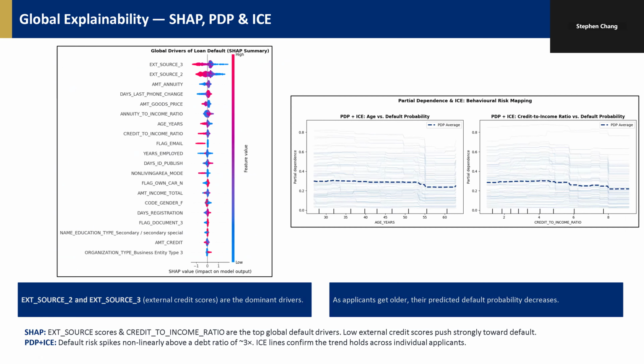To understand how the model behaves at a portfolio level, I generated a SHAP summary plot. It clearly identified that external credit ratings and the applicant's credit to income ratio are the biggest systemic drivers of default. I also generated partial dependence plots with embedded ICE lines. While the PDP shows the average global trend, proving that risk spikes as the debt ratio climbs, the ICE lines track individual applicant trajectories, ensuring that this global rule holds true across different applicant subgroups without any hidden variance.